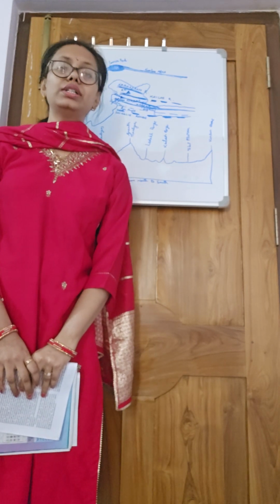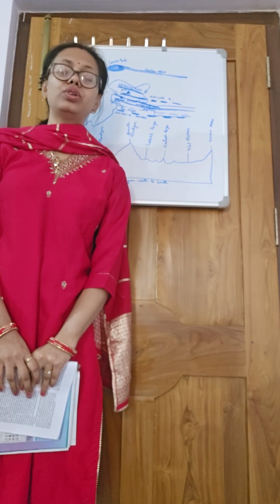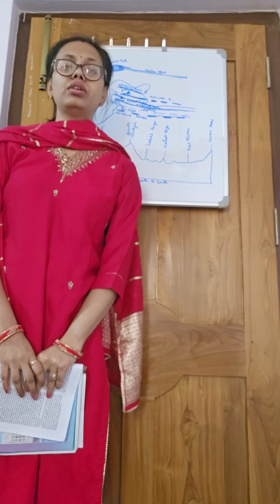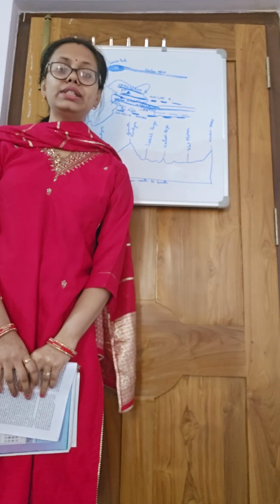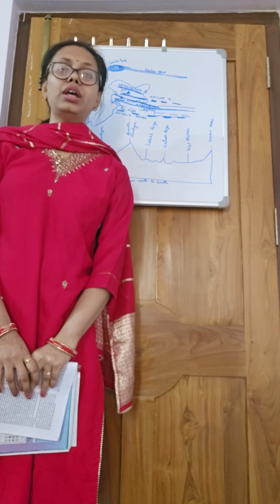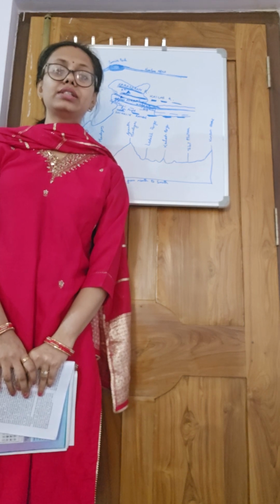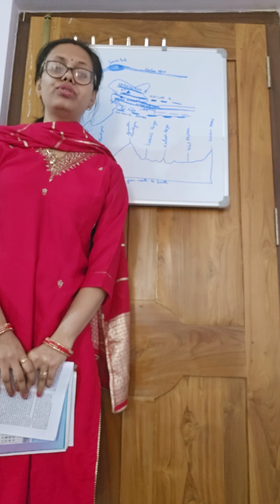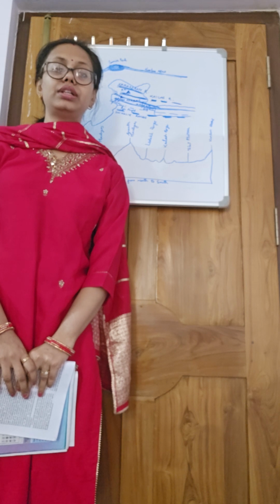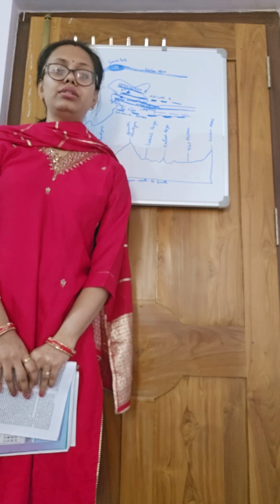So, first I will explain about the northern mountains and the northeastern mountains of the country. These are popularly known as the Great Himalayas, and in this Great Himalayas there are a number of ranges. For example, the Karakoram range, the Zaskar range, the Ladakh range, etc.